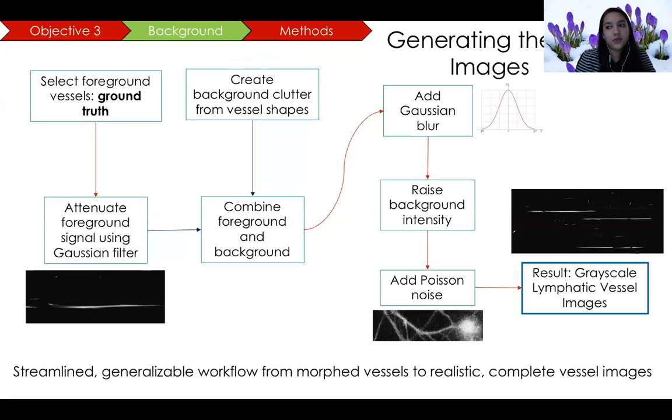To generate the full synthetic images, we select foreground vessels from the binary morphed vessels we just created, and these will serve as our ground truth. The foreground signal is then attenuated using a Gaussian filter to better match the original images. Background clutter is also created from the morphed vessels, but set at a lower intensity. We combine the foreground and background layers, add Gaussian blur and Poisson noise, which are characteristics common to confocal microscopy images.